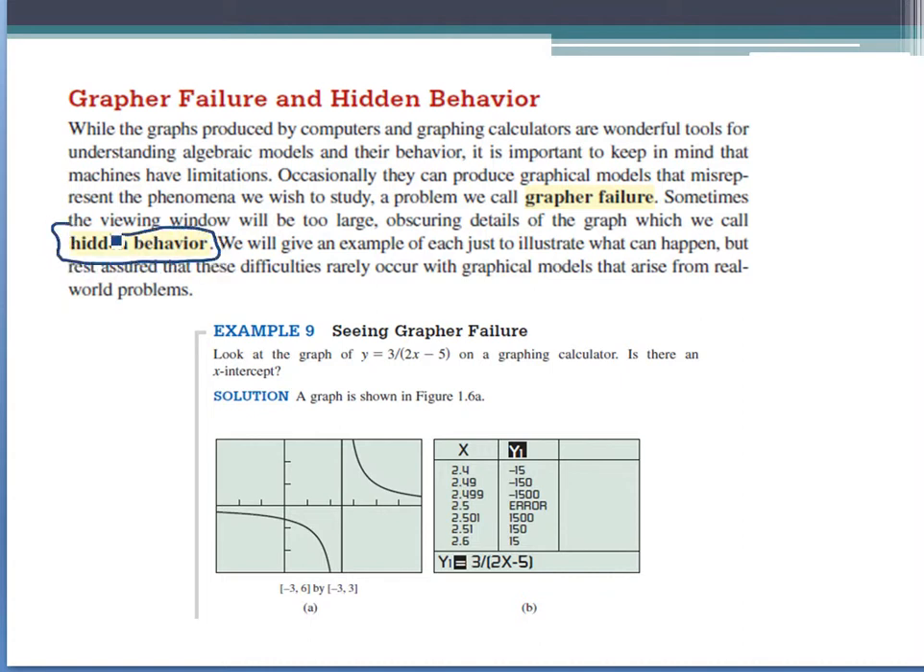Right here. Okay, so sometimes they say the viewing window will be too large, obscuring details of the graph. So sometimes it's just saying you have to zoom in and zoom out before you can see exactly what's going on. And sometimes the graphers don't exactly do what they're supposed to. And that's grapher failure.